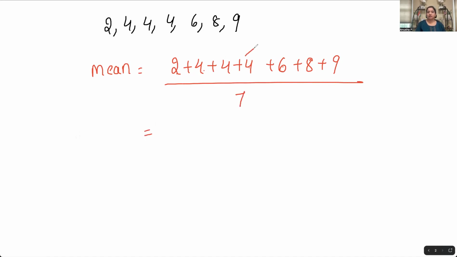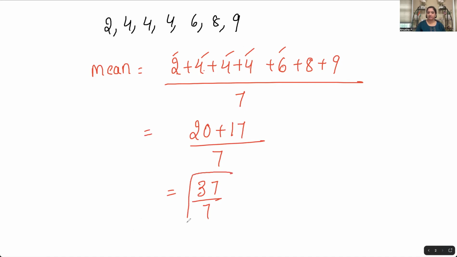So now 4 plus 4 is 8, 8 plus 4 is 12, right? 12 plus 2 is 14. 14 plus 6 is 20, right? 20 plus 8 and 9 is 37, right? Over 7, which is equal to 37 over 7. You can write it as a fraction or a decimal number. Is it clear? We will leave it like this.